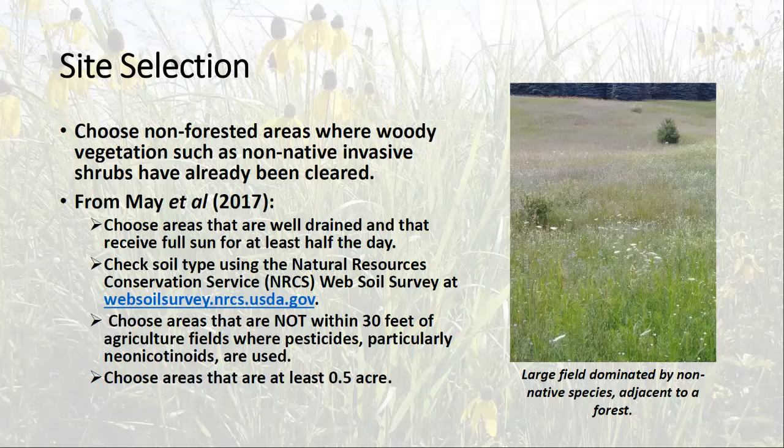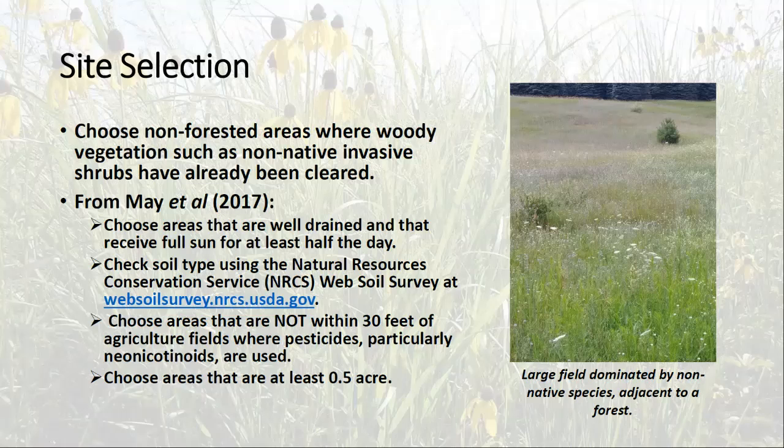Choosing sites that are at least 0.5 acre. This really only applies if you're doing larger scale habitat management. So if you have a large acreage of land, then 0.5 acre is typically a wise decision in terms of promoting habitat at a scale where things like certain songbirds and small mammals can also utilize those patches.